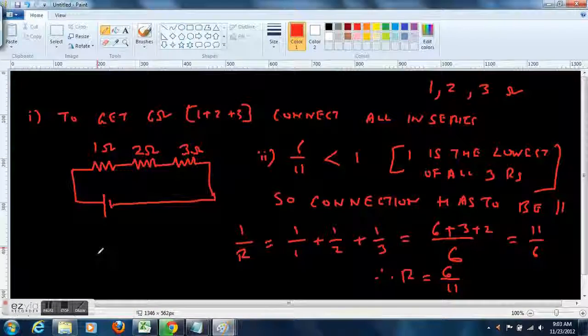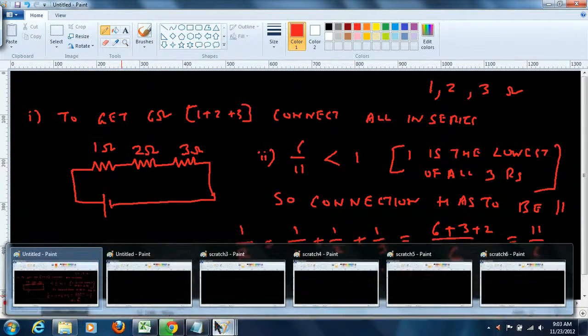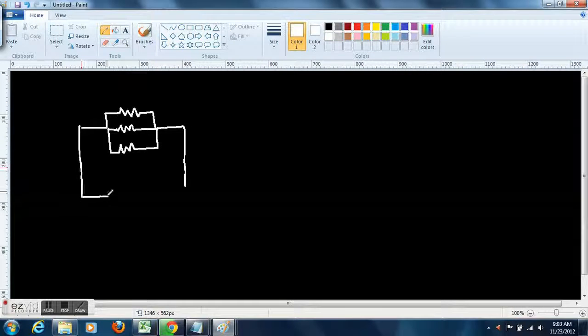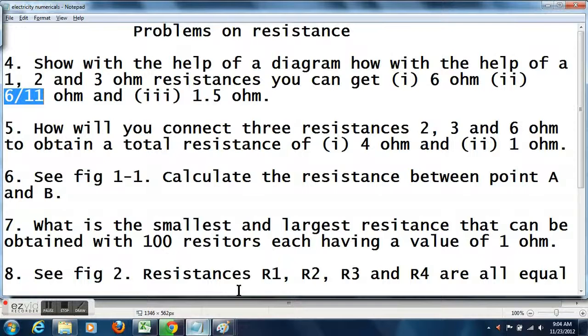Okay, let me draw it on a new board because there is no space here. So the resistance of 1 ohm, resistance of 2 ohm and resistance of 3 ohm, they are all in parallel, and this will give rise to a total resistance of 6 by 11 ohm. This is 3 and the middle one can be 2. So this is the diagram for the second question.